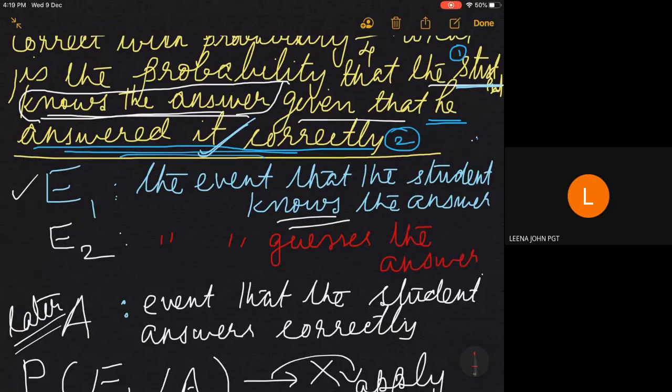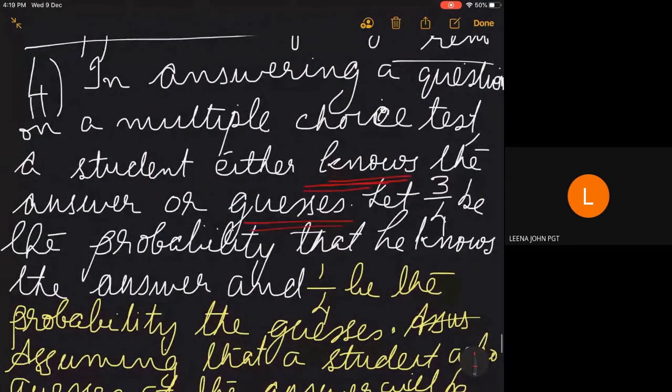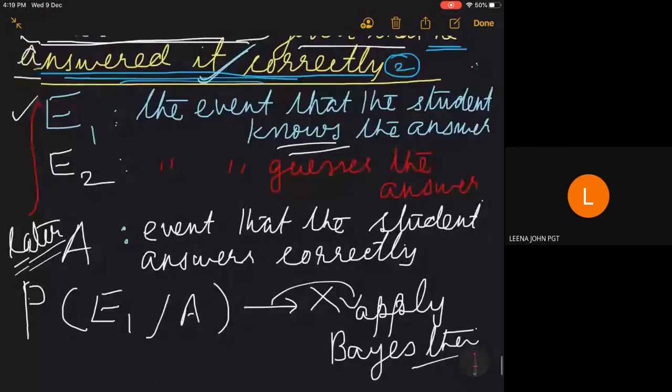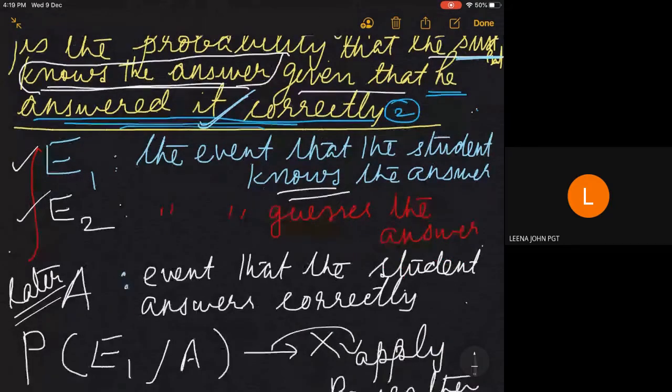If one more option is there, that also you can join with it. So here in the question it is given either he knows the answer or he guesses the answer. So these are the two events which are taken as exhaustive events, and clearly they are mutually exclusive. If the first event E1 happens, then E2 does not happen, and if E2 happens, then E1 does not happen.